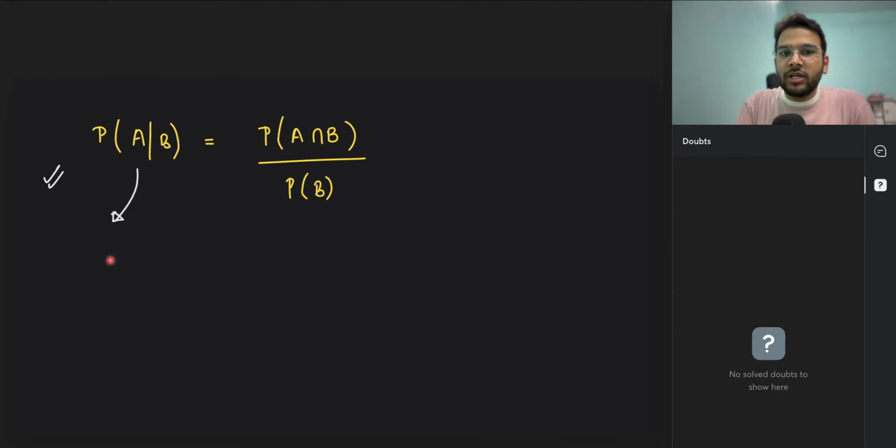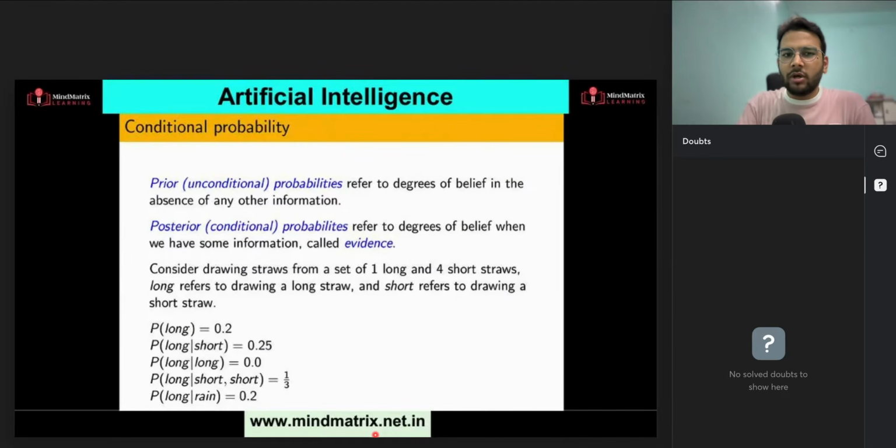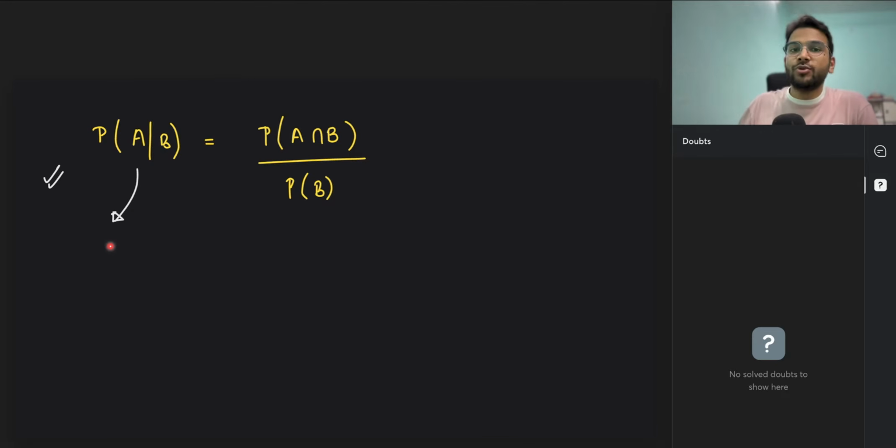This is posterior. We will be talking about this conditional probability. Basically, it is nothing but posterior probability. So we have something called prior probability and something called posterior probability. What is the difference between these two? Prior, what do you mean by prior? That means you know something in advance, right?